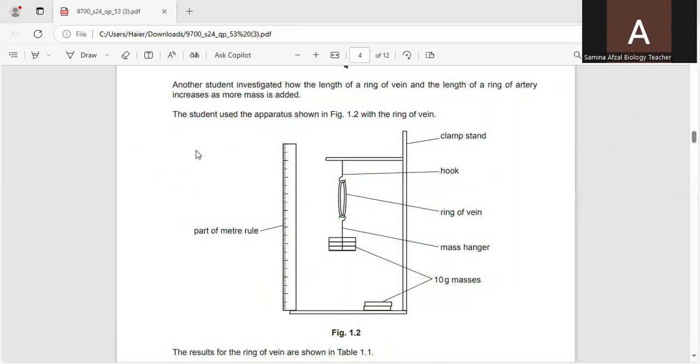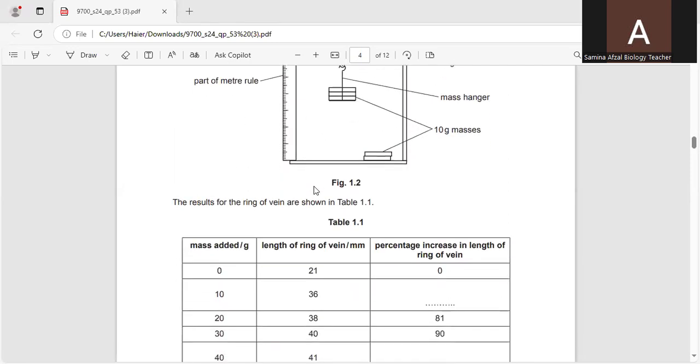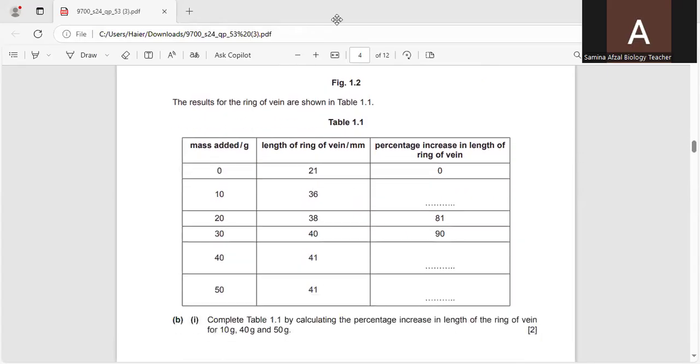Now, another student investigated how the length of a ring of vein and the length of a ring of artery increase as more mass is added. So the student used the apparatus shown in figure 1.2 with the ring of vein. So clamp stand, hook, ring of vein, part of meter rule, mass hanger, and the 10 gram masses are also added into it. Now the results for the ring of vein are shown in table 1.1. So table 1.1, they have given us mass added, the length of ring of vein and the percentage increase in length of ring of vein.